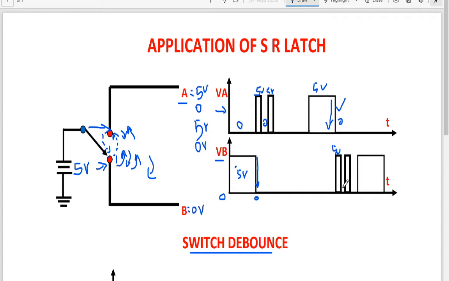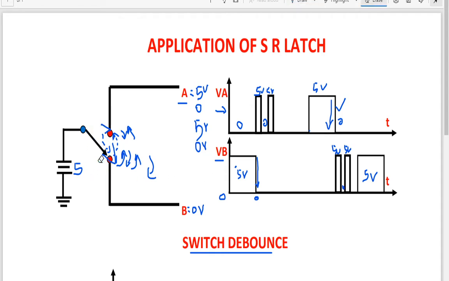Then it got disconnected, so there is a time delay here, there is no current flow, and after that once again it got connected and there is a 5 volt connection happening. And after a certain time it finally settled down to point B, and you can see at point B we have the 5 volt supply happening.